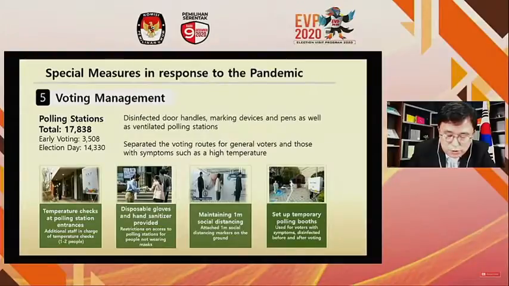To ensure a safe voting environment, the NEC used private companies specialized in disinfection to disinfect every polling station across the country before and also after voting was carried out. We implemented sanitary and hygiene measures in all the stations, including temperature checks at the entrance, disposable gloves, and hand sanitizer provided. 1 meter social distancing was also maintained, and even temporary polling booths were set up for voters with symptoms such as a high temperature of 37.5 Celsius degrees or higher. Yes, please.